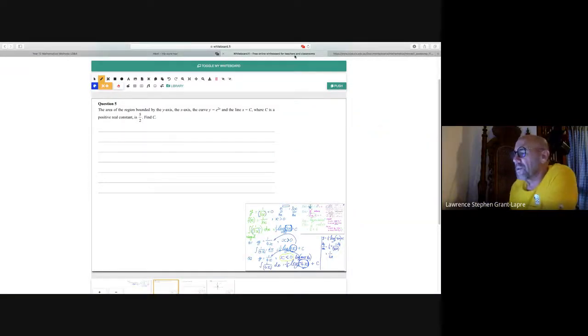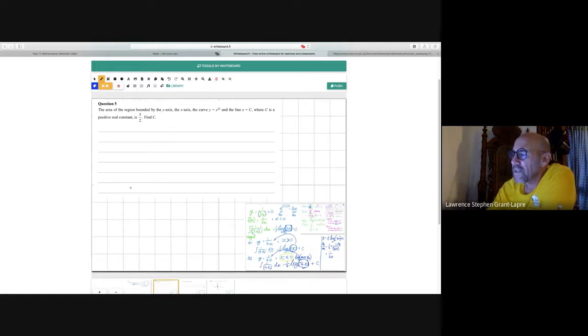Well, this question states the area of a region bounded by the y-axis, the x-axis, and the curve. So let's see if we can get the y-axis. Let's just draw a little diagram here. The y-axis, the x-axis, the curve y equals e to the power of 2x.